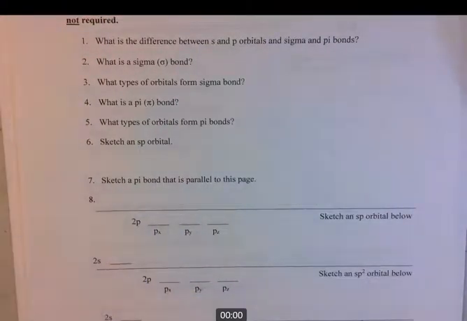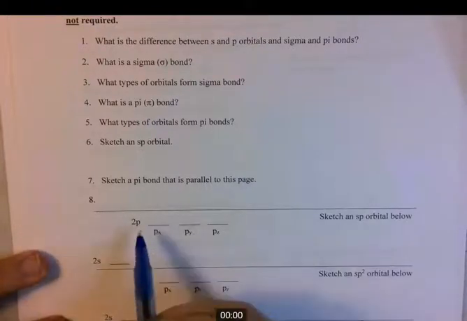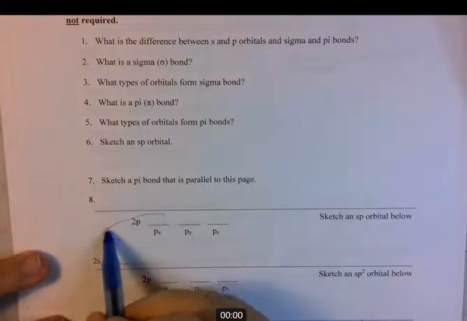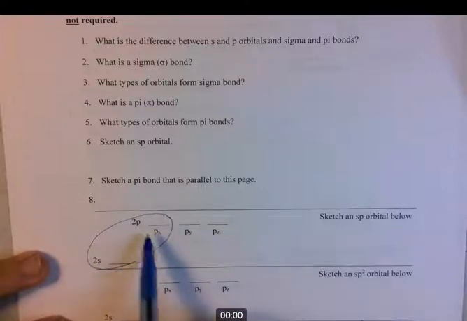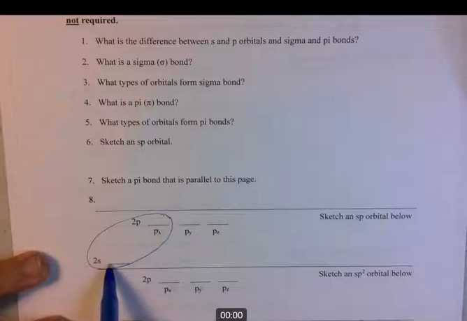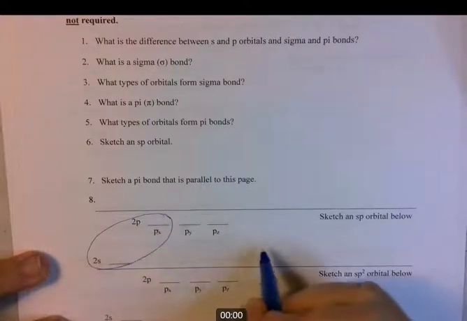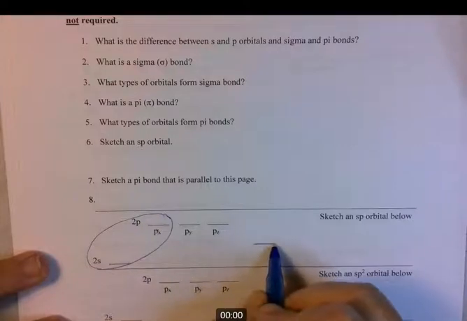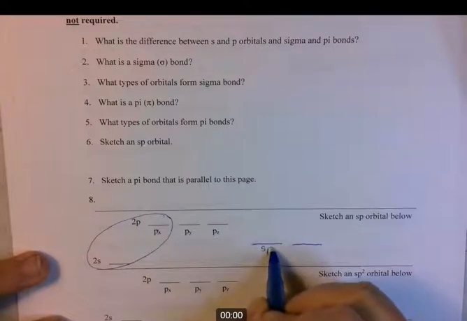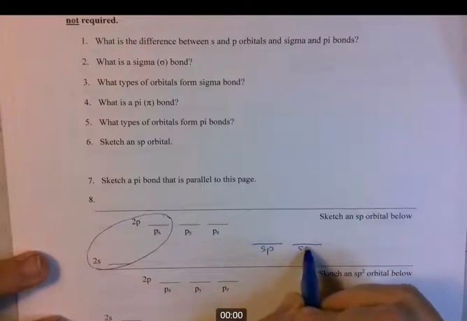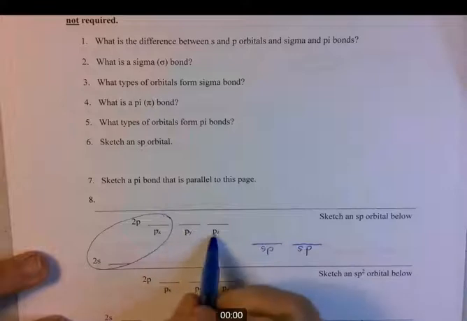Now number 8. I'm asking you to sketch an sp orbital below. So an sp orbital takes up an s and one of the p's. That's why it's called sp. And since it's half p and half s, it's going to form halfway in between these two orbitals. So it's going to be right here, like this, and there's sp, and this is an equal sp. They're both the same. Then these two are unhybridized.